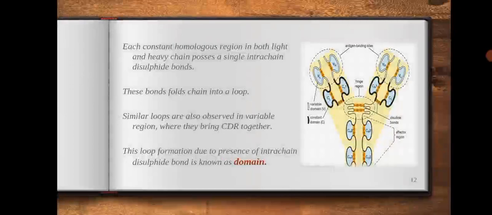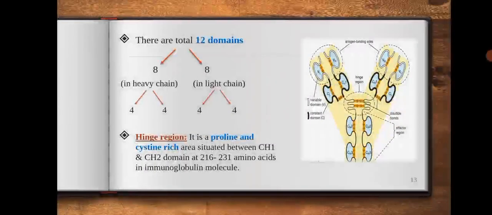Each constant homologous region in both light and heavy chains possesses a single intra-chain disulfide bond. These bonds fold the chain into a loop. Similar loops are also observed in the variable region, where they bring CDRs together. This loop formation due to the presence of an intra-chain disulfide bond is known as a domain. There are a total of 12 domains, that is 8 in the heavy chain and 4 in the light chain.